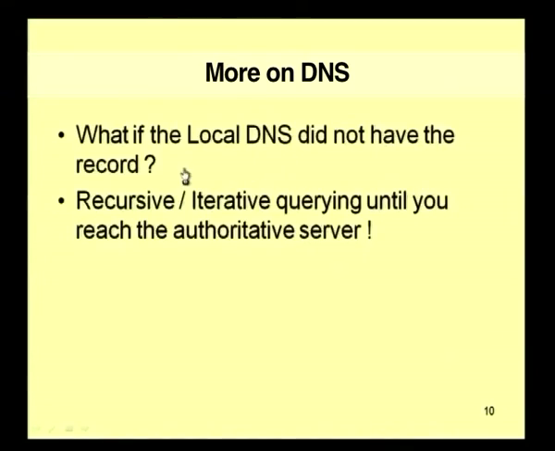Now a little bit more on DNS before we move on to the HTTP request itself. What if the local DNS did not have the record? This is something which could have happened, right? Our assumption here was that the local DNS server had the record and therefore it was able to give back the information. Now what if it did not have that information? Remember what would happen then? We would have to make use of recursive or iterative querying techniques until you reach the authoritative server.